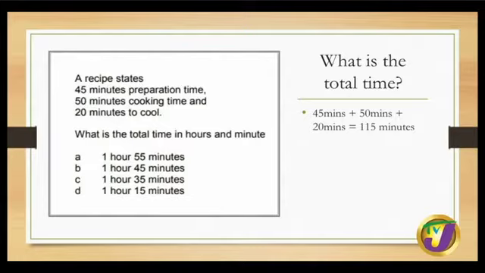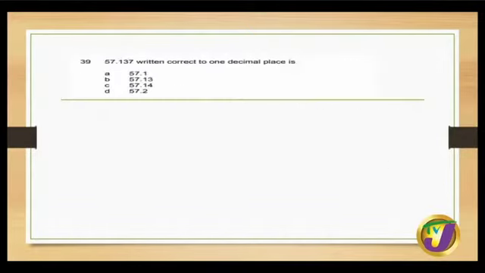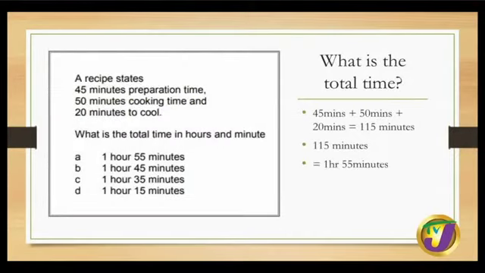But let us turn our attention to the options that we have. The question did say state the time in hours and minutes. So we have 115 minutes. How many hours can we get from 115 minutes? Right. 60 minutes make an hour. So if we take out that hour, we would have 55 minutes left. So it's 1 hour and 55 minutes, and that would be option A.